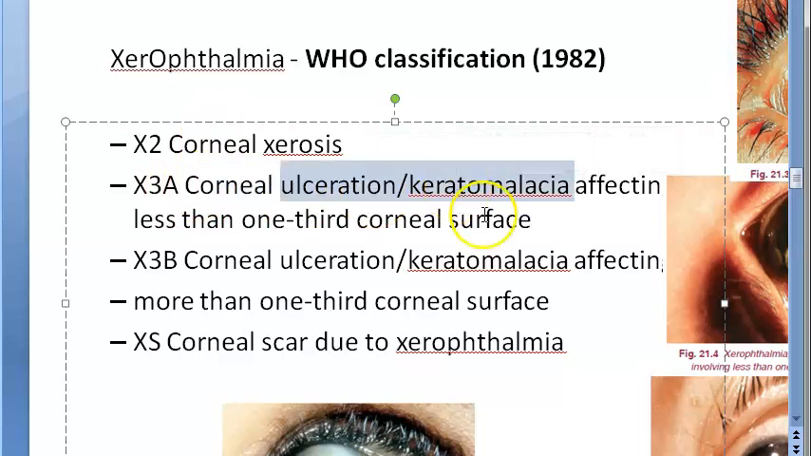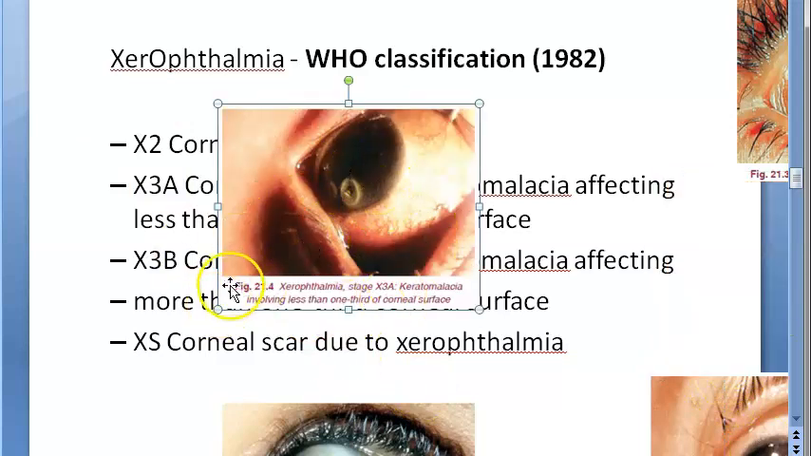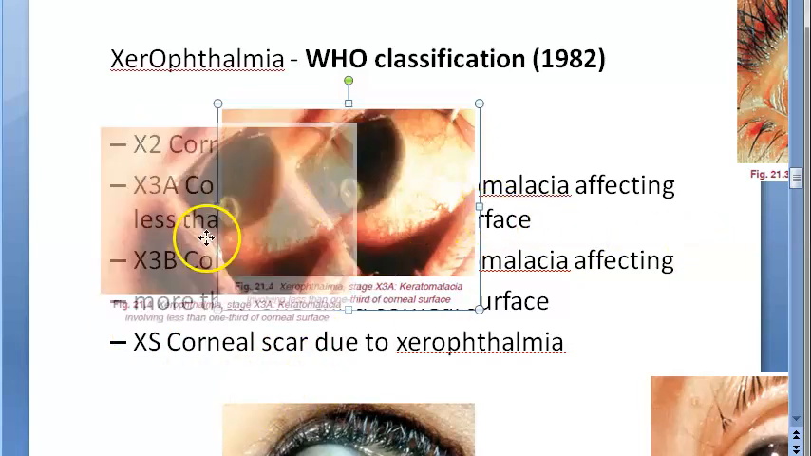Corneal ulceration, keratomalacia. This is the word we saw there. Keratomalacia, corneal necrosis. That's what they said. Corneal ulceration, corneal necrosis, less than 1/3 of the corneal surface. That becomes X3A. 3A is talking about that 1/3 thing. Remember. So here you have the cornea xerophthalmia stage X3A. Why? Because there is a corneal ulcer, keratomalacia, involving less than 1/3 of the corneal surface. Pretty clear here. Stromal defects. Okay, they're talking, and let us look at the other one also. Hold on. Together we will see.